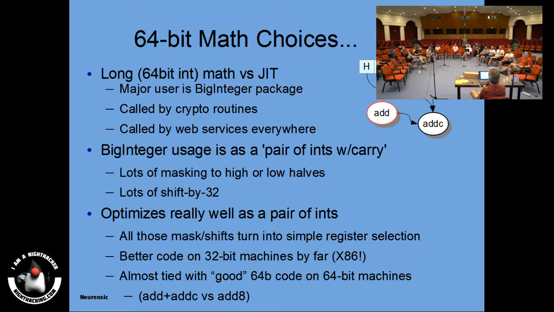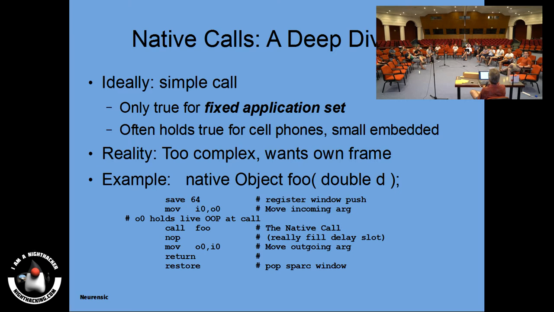including all kinds of crazy things that people have done. Okay, so here's why JNI is slow. Ideally, you could have JNI calls be like a simple call, and that works for things where the application set is fixed, where you know ahead of time that the code you're calling is well-behaved. The thing that HotSpot did was say, I don't know that the code I'm calling is well-behaved. It might be bad in lots of evil ways, and so I have to defend against the unknown badness of native code.